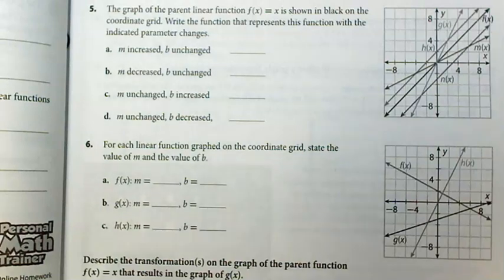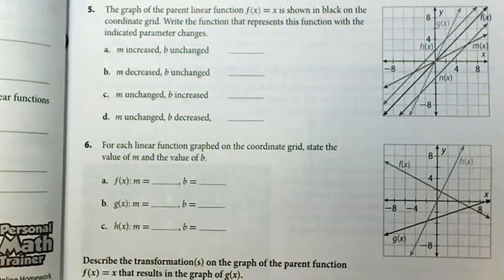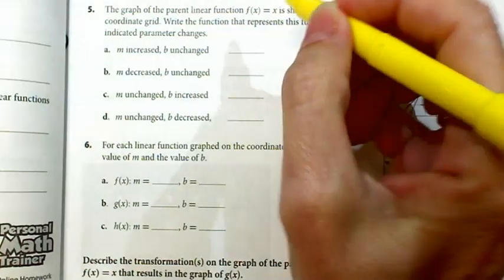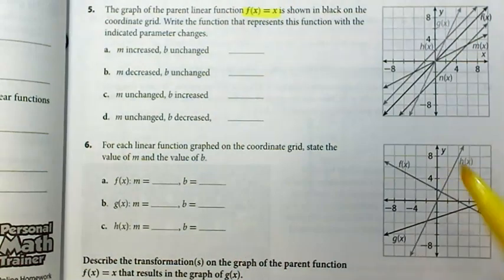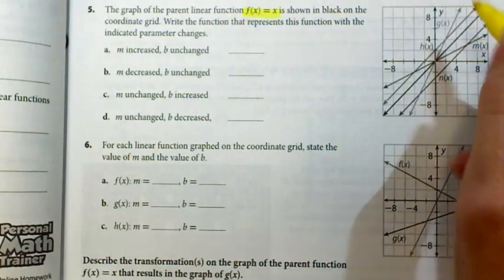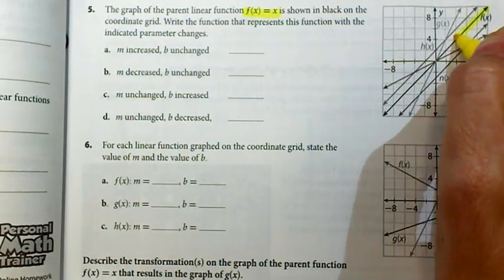I'm on page 287, and we're going to be looking at number 5. The graph of the parent linear function f of x equals x is shown in black. Everything's in black and white, so it's kind of hard to tell. But they're talking about this right here.